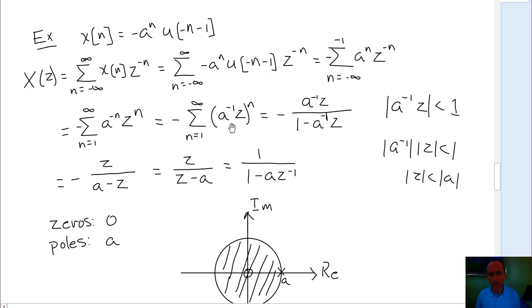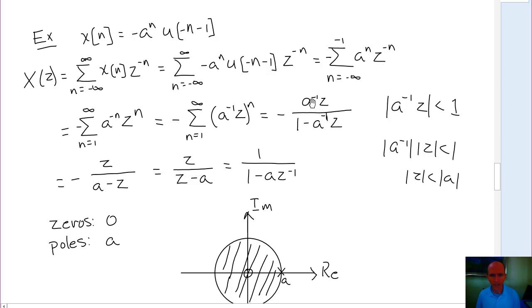Writing this explicitly as a to the minus 1 times z elevated to the power of n, we know how to write this summation. This is going to be a to the minus 1 z over 1 minus a to the minus 1 times z. The negative value is still there. Again, this isn't for all values of z. So this is for values where what's inside the parentheses has to have magnitude less than 1. If we solve for z, we see that in this case the magnitude of z has to be less than the magnitude of a.